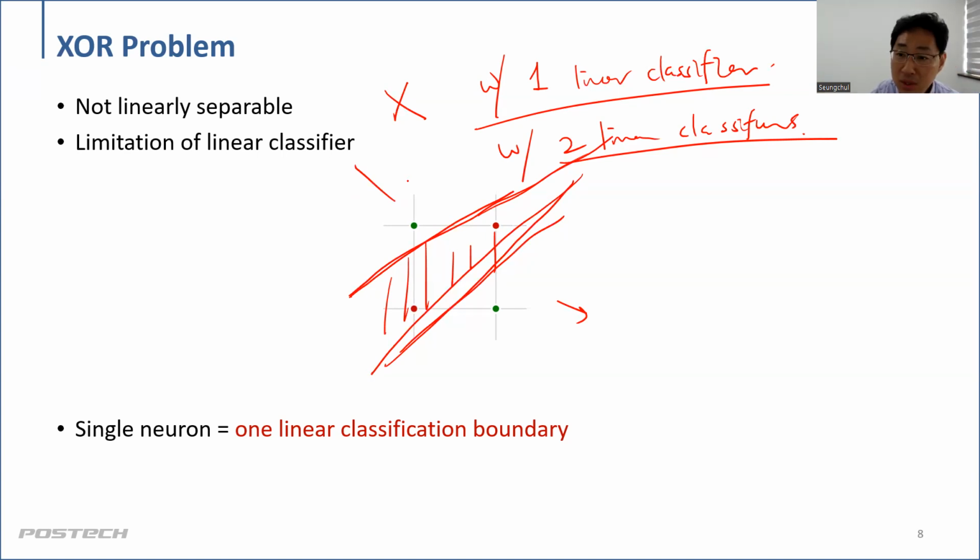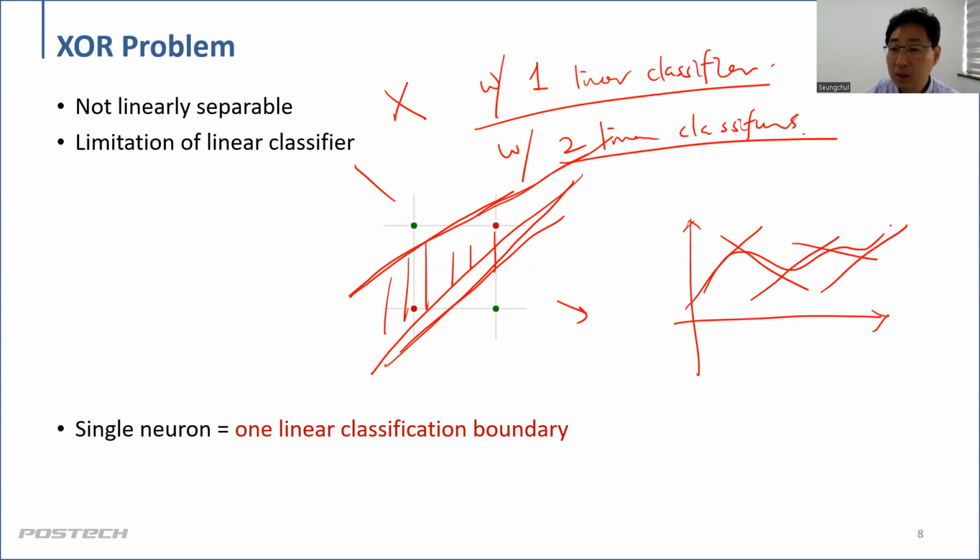In some sense, those are pretty much talking about the same thing. Why? Because in general, suppose we have any kind of function, we can approximate it with multiple lines. So let's go back to this. If it's not linearly separable, we cannot use linear classifiers.